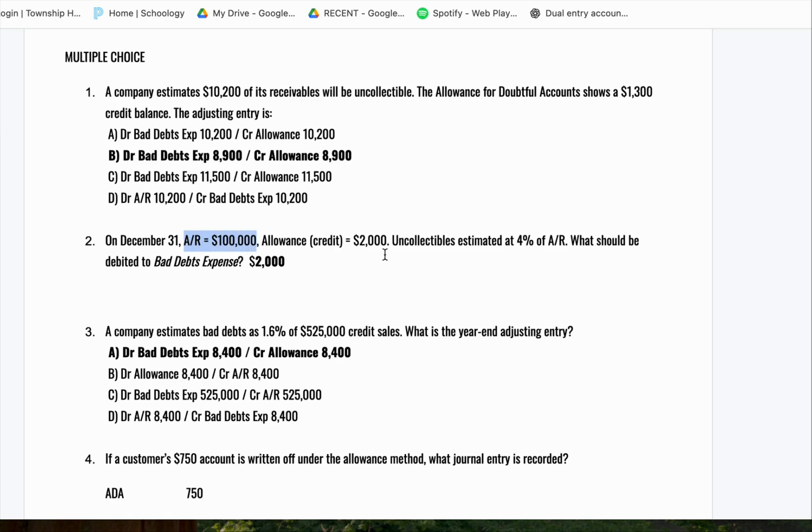$100,000 in accounts receivable. They tell us that uncollectibles are going to be 4%. So uncollectibles are 4,000. We start with a credit balance of 2,000. So how much should be debited to bad debts expense? Just that $2,000.